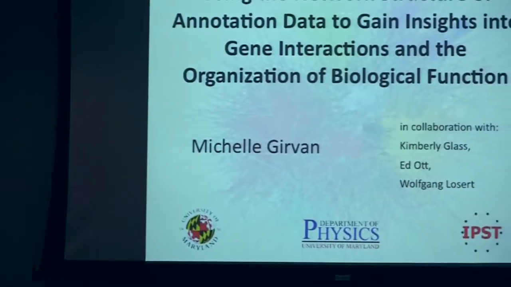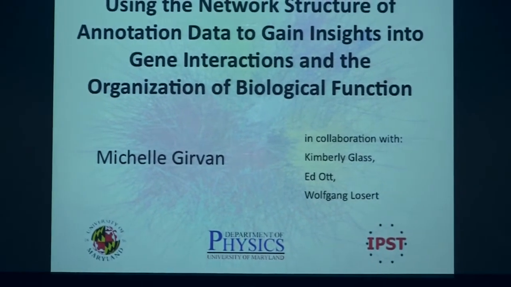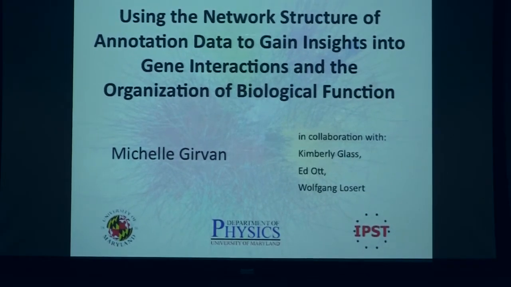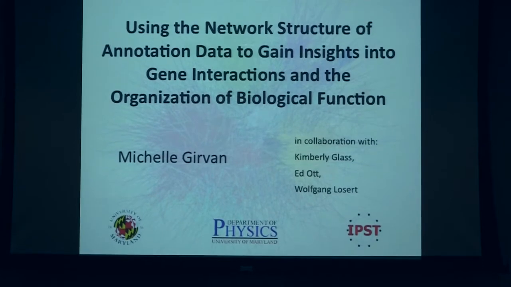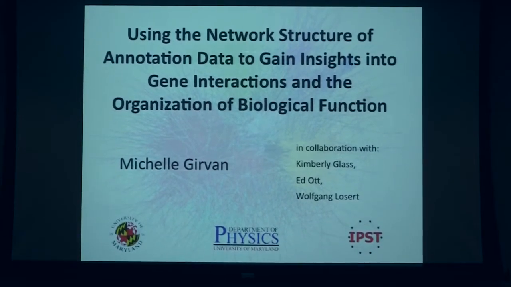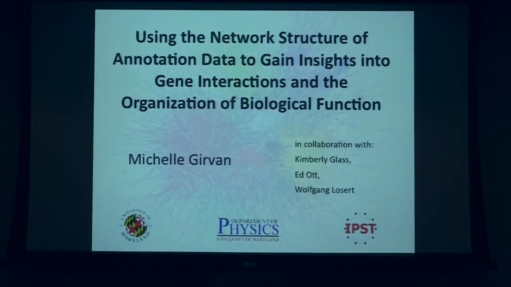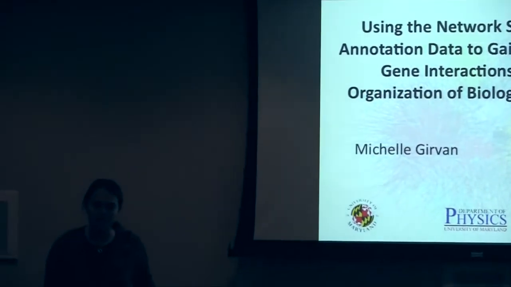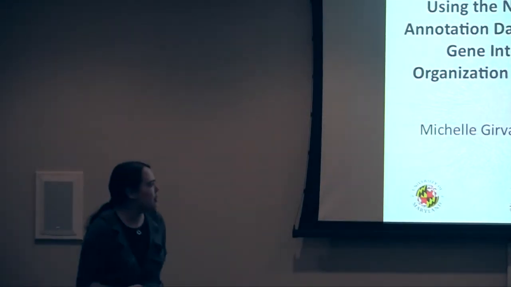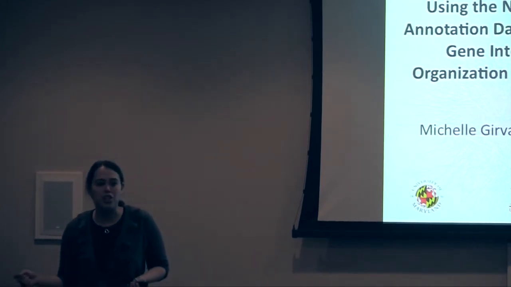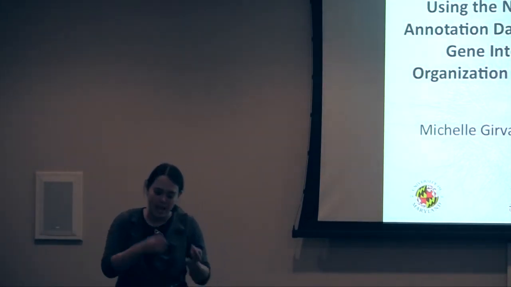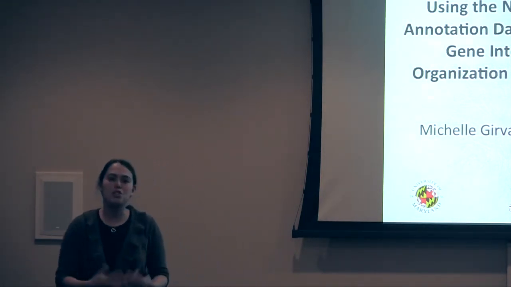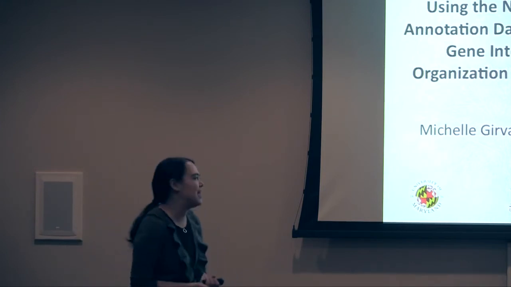In particular, I'm going to talk about looking at annotation data, gene annotation data, and doing a network analysis of this kind of data to gain insights into gene interactions and the organization of biological function. So gene annotation data: basically you have lots of genes, for humans on the order of 20,000. And genes serve different functions, and biologists can submit annotations that say this gene does this function to the database, and what we're going to do is mine the network structure in those annotations.